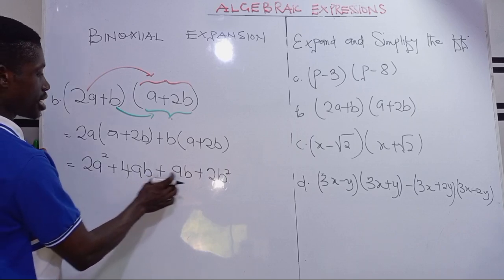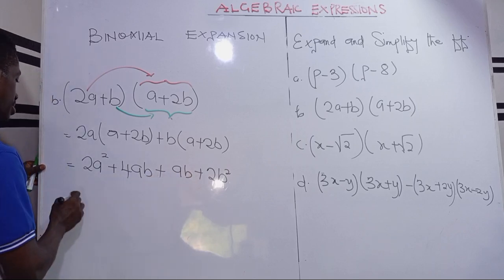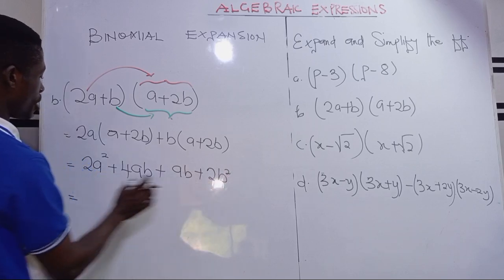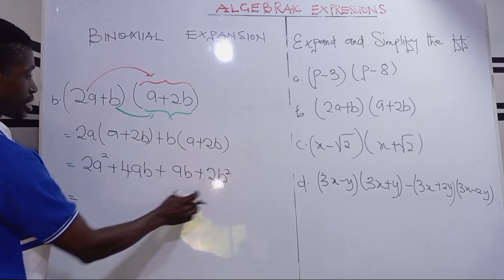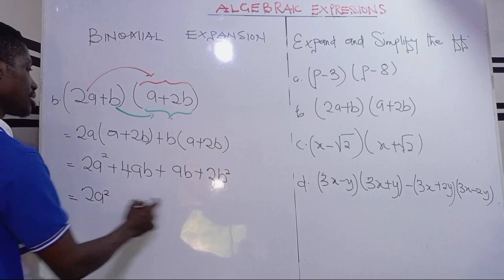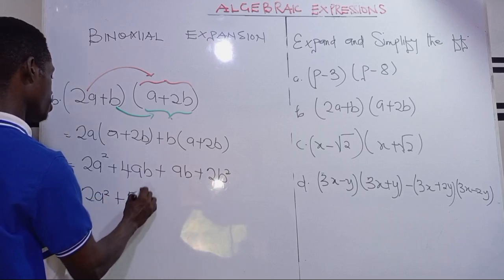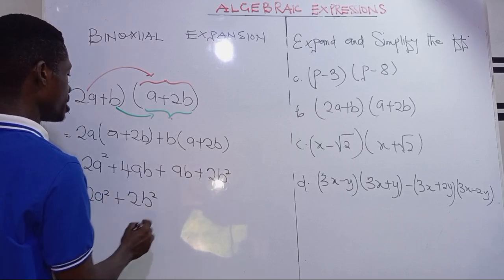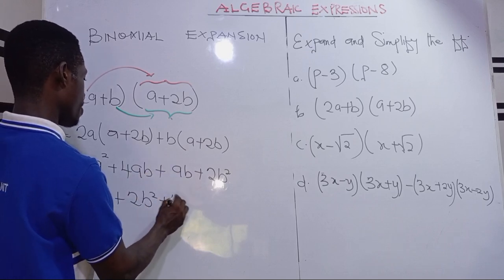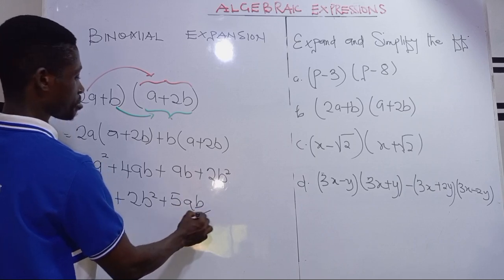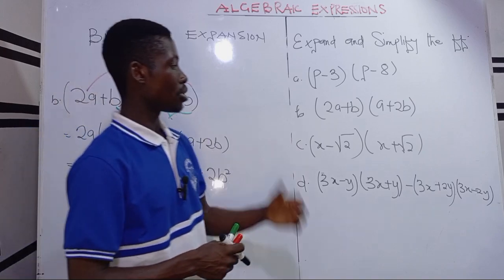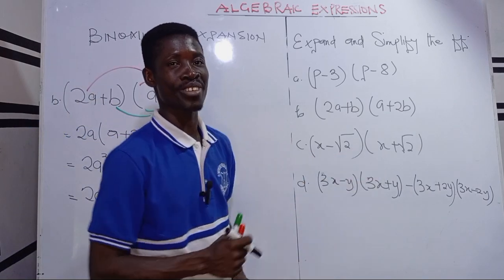We have ab here, ab here, so we can group them and then we simplify. We also have a squared. Okay, we don't have another a squared, it is rather b squared. So we have 2a squared plus 2b squared, and then we group the like terms. 4ab plus ab gives us what? 5ab. And then we are done. Very, very easy and then simple. Pause the video, you try your hands on this very example.